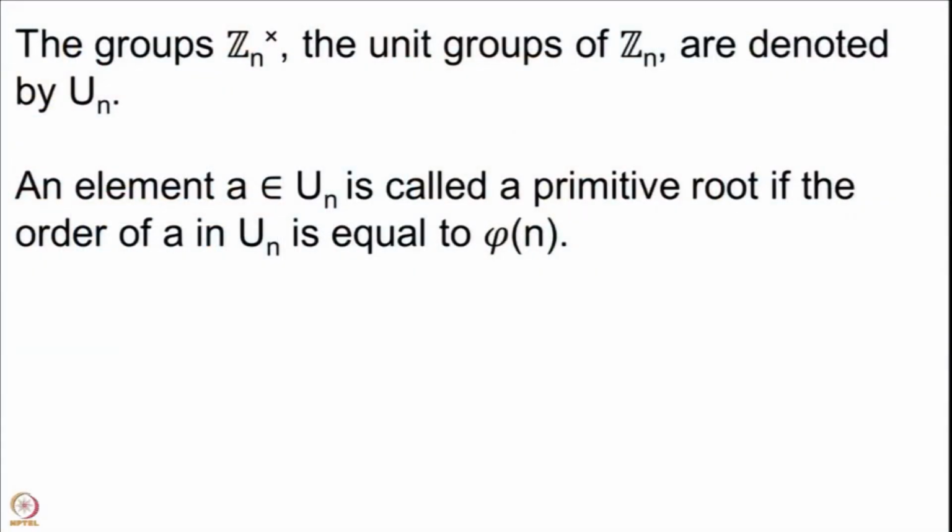Welcome back. In the last lecture we proved that UP has primitive roots. So, what are UN in general? Let us have a very quick recall. These are the groups. UN denotes the groups Zn cross.